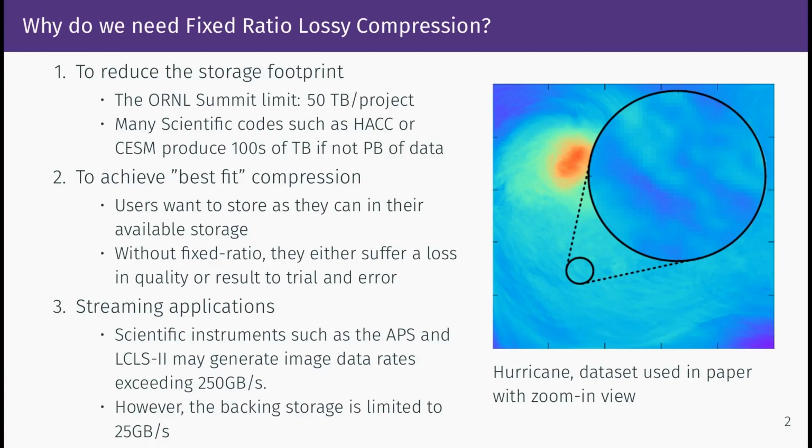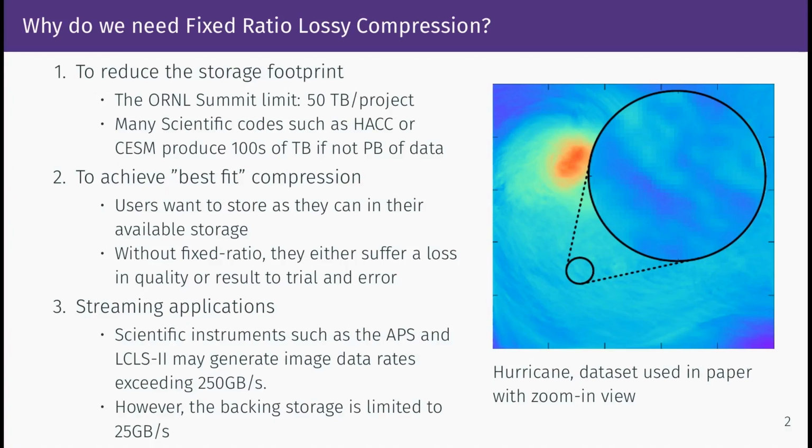But typically you either suffer from a loss of quality or you end up doing a lot of trial and error. This is because a lot of the existing compressors that do compression for scientific applications don't really have the concept of a fixed ratio mode. Or they have something similar called a fixed rate mode, and fixed rate modes, at least as they've been implemented thus far, are not error bounded, meaning that you have a pretty substantial loss in quality.